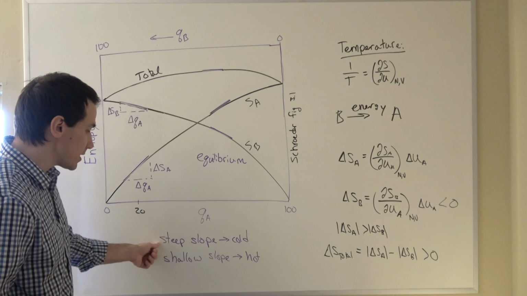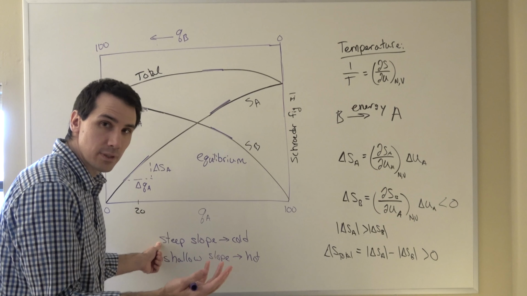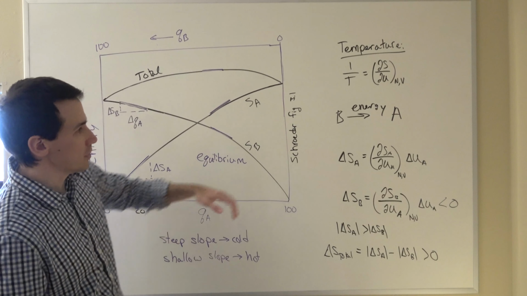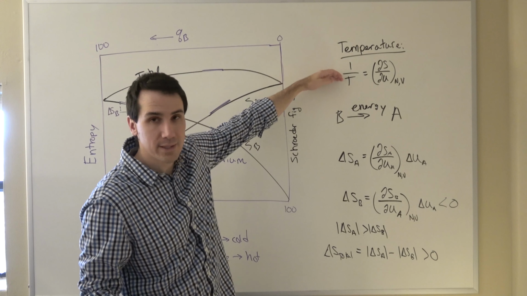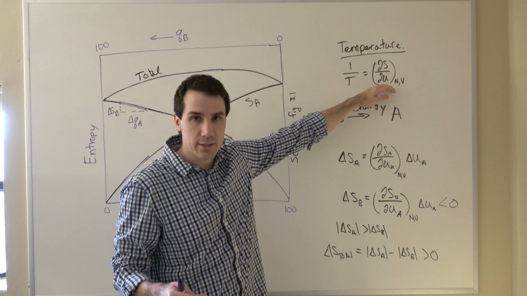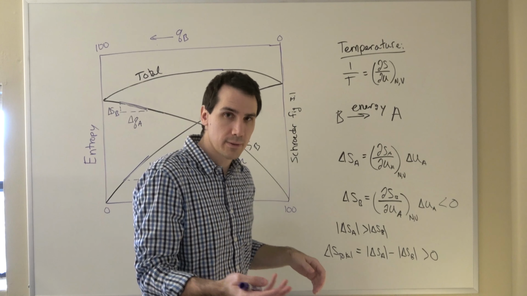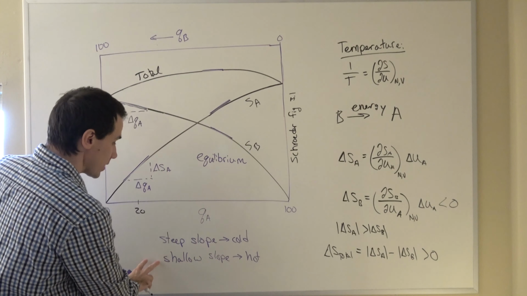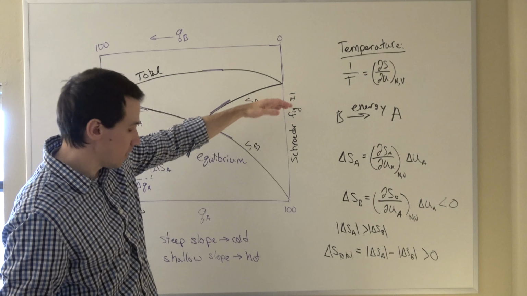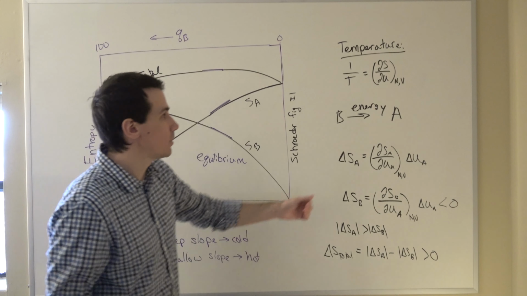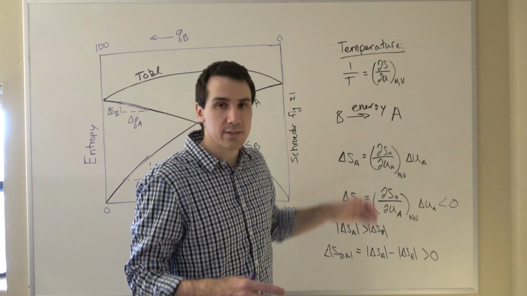Okay, well, if I want a steep slope, a high value, to correspond to a low temperature, I can say that 1 over the temperature is my slope. When my slope gets big, my temperature gets small, right? And likewise, when my slope gets small, if I have a shallow slope, then my temperature gets large.